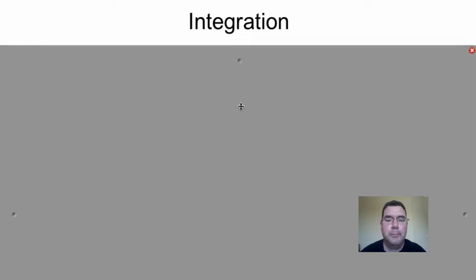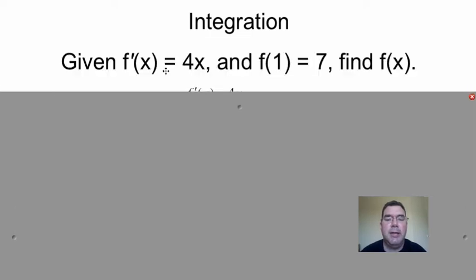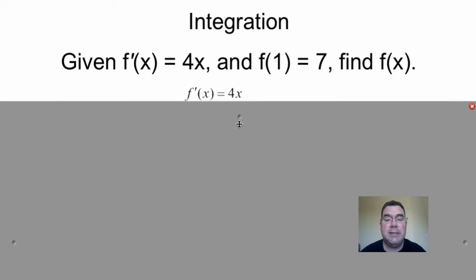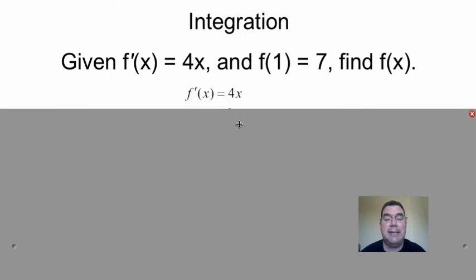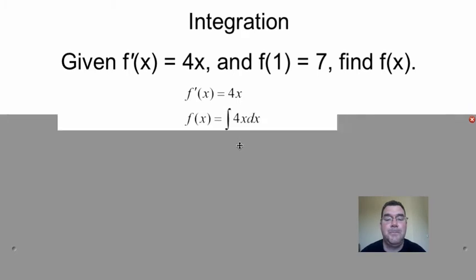Here we go. So if I am given that f prime of x is 4x, and I know that f of 1, notice there's no derivative here, so I'm actually talking about the original function that I'm hoping to find, f of 1 is 7. Now I need to find what f of x actually is. So I know that f prime of x is 4x, so I have to antidifferentiate that, or take the antiderivative of that.